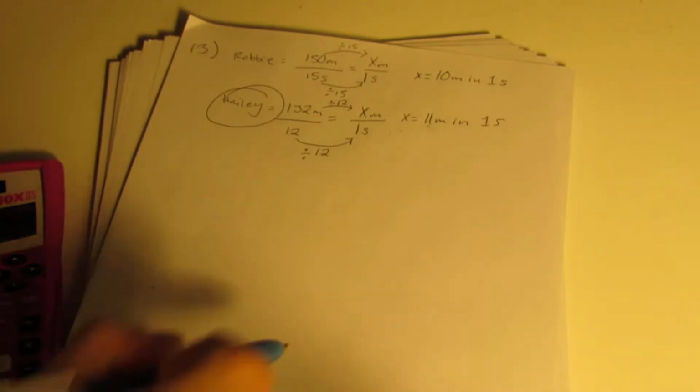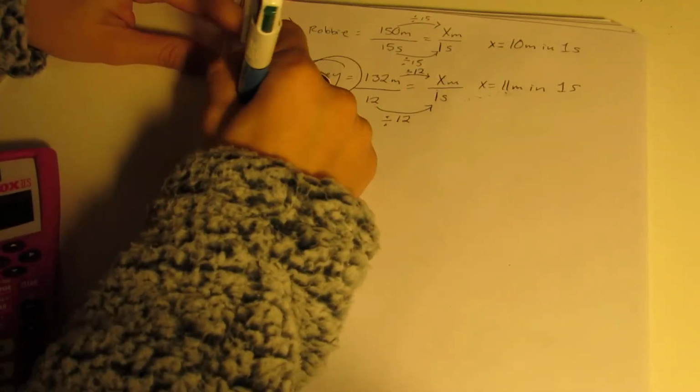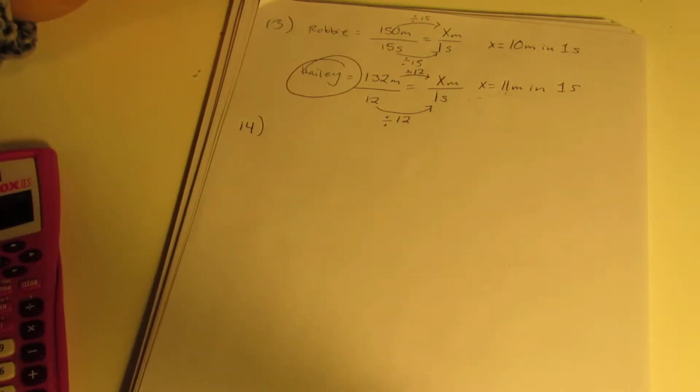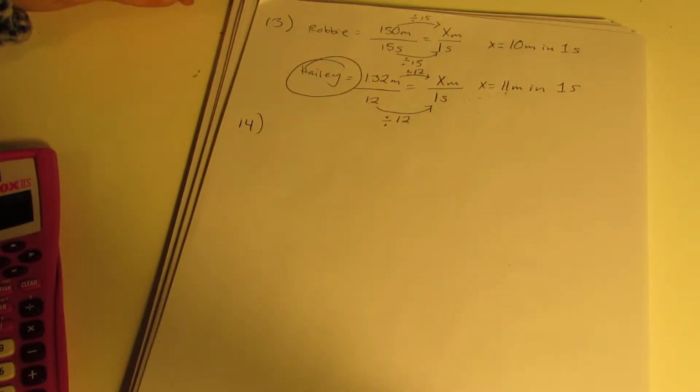Alright guys, so we're going to go ahead and finish this up. We've got number 14. And number 14 says, Miss Fehlbaum spent $90 at the mall. She began with $150. What percent of the $150 did she spend?